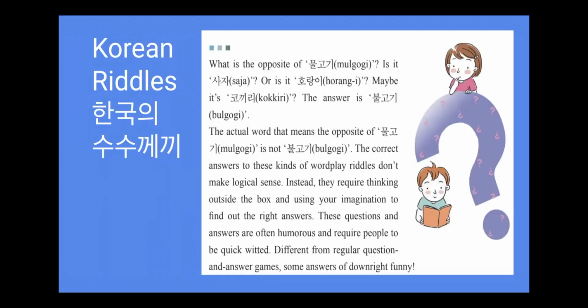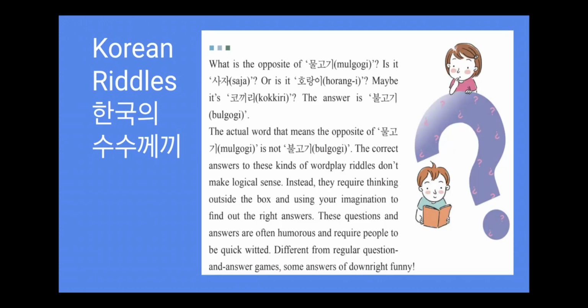Today's main lesson will be here. It is going to be a very short lesson because we will be learning about Korean culture, specifically Korean riddles. Riddles in Korean is 수수께끼. So let's read the paragraph here. What is the opposite of 물고기? Is it 사자 or is it 호랑이? Maybe it's koala. The answer is 불고기.